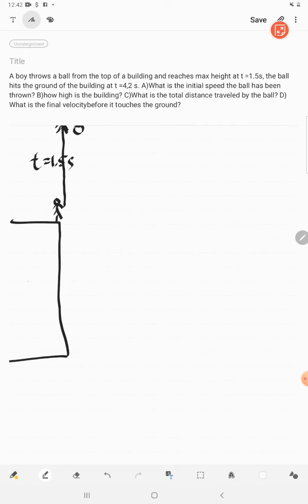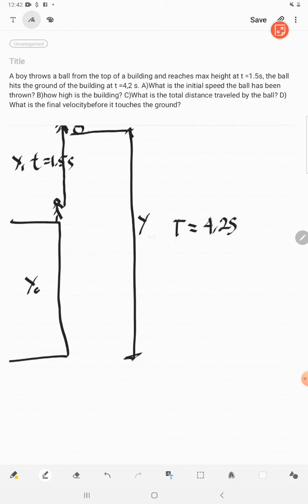Okay, and this is our building. This is, for example, our y naught. Okay, and let's say the height from the roof is y1, and from here this is our maximum height. From here we can say this is our y. Okay, so you will see here that it says that after 4.2 seconds, the total time t equals 4.2 seconds.